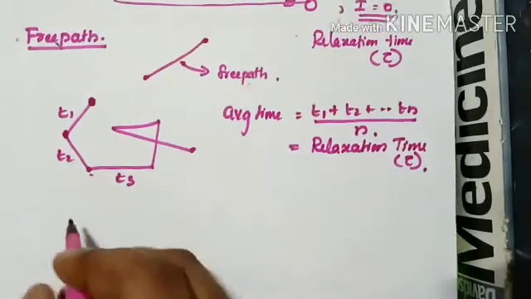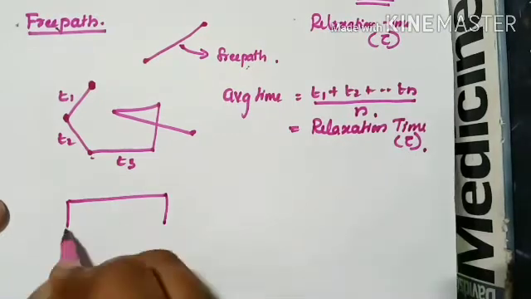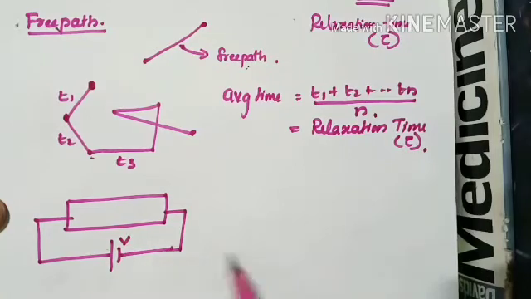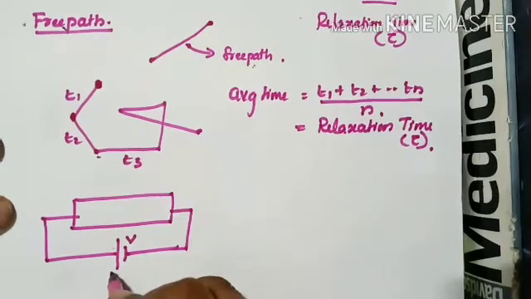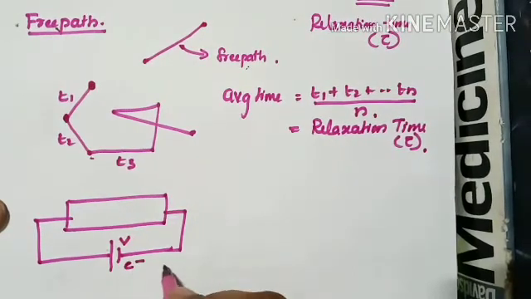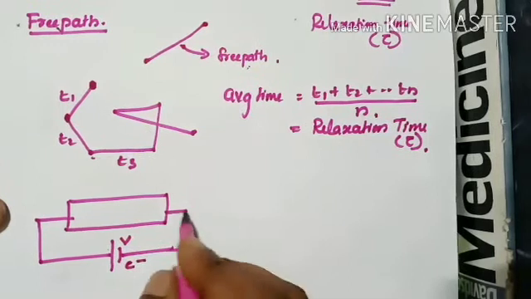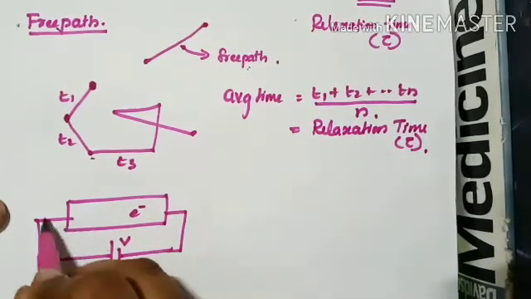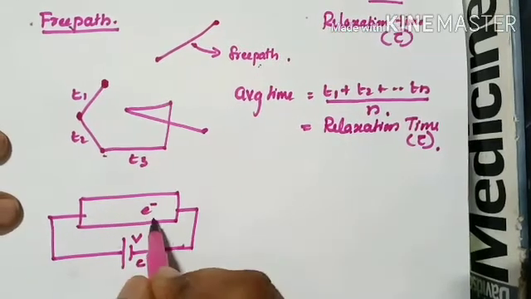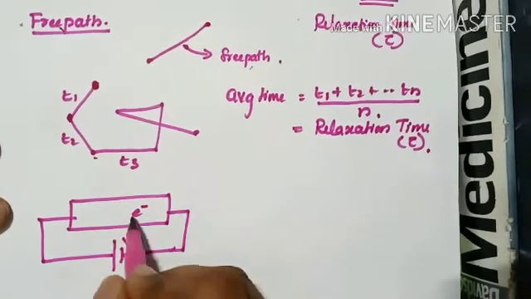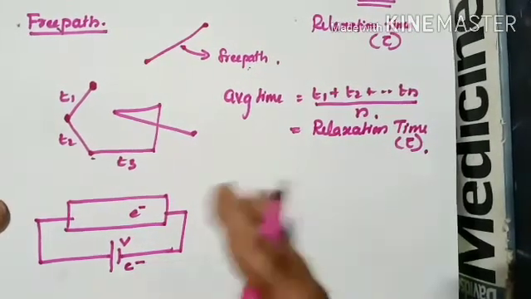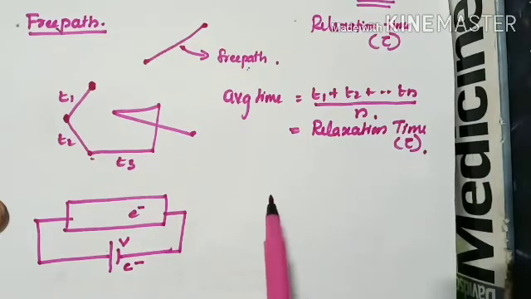Now suppose I consider a conductor and connect it with a voltage supply like this. This is its negative terminal and this is the positive terminal. The negative terminal will supply electrons. These electrons push the free electrons present in the conductor towards the positive side. Now this additional push causes the electrons to have an additional velocity, other than their thermal velocity.